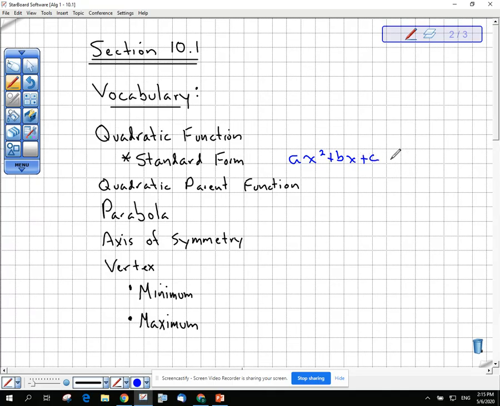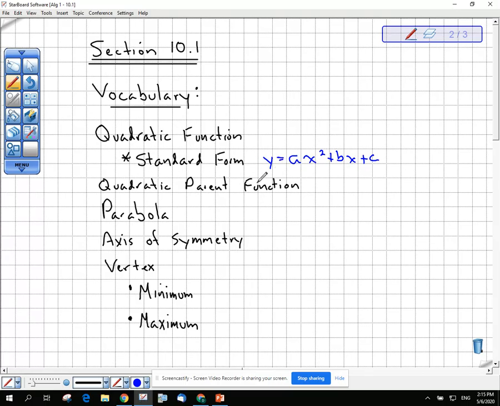And an equation that we could solve would be something like this, and maybe it's equals 0, right? And we will learn in this chapter how to solve quadratic equations of that variety. Now, the function that they're referring to, though, is like this. Y equals, something we can graph. It has an input and an output, an x and a y. This is a quadratic function, and this is also considered standard form.